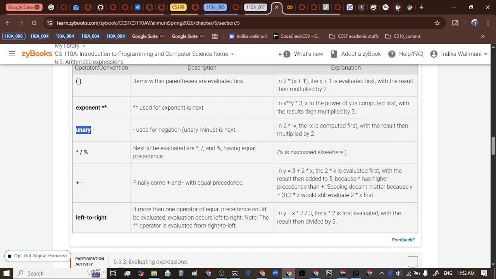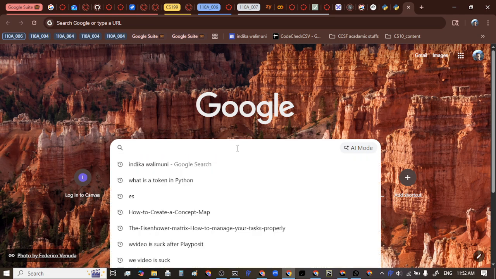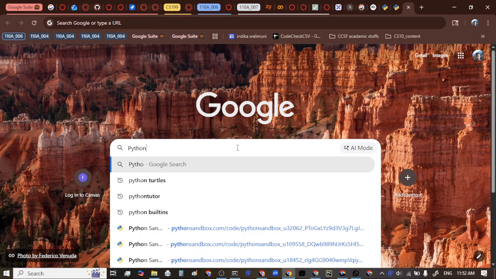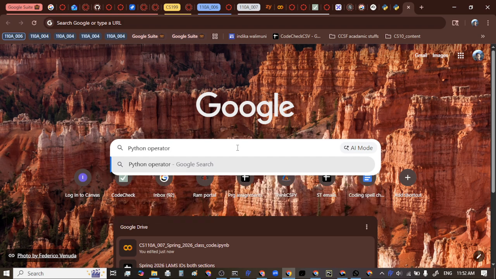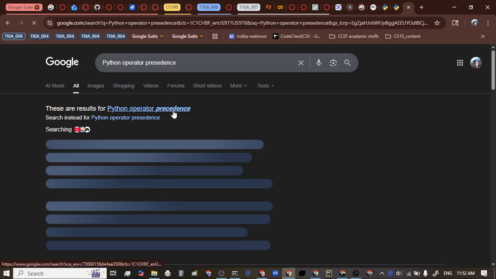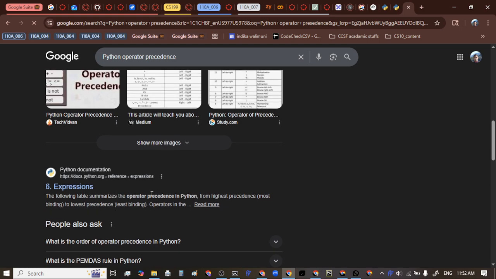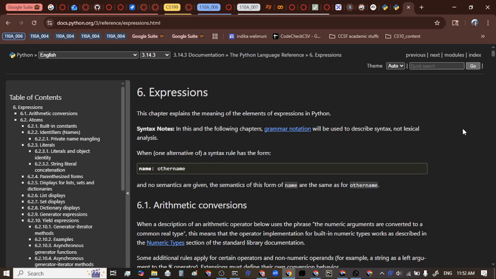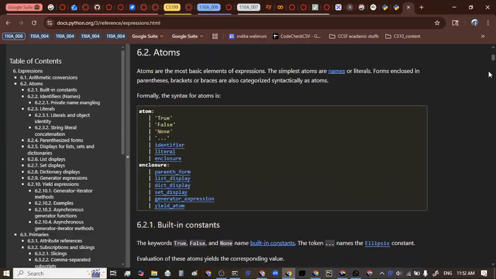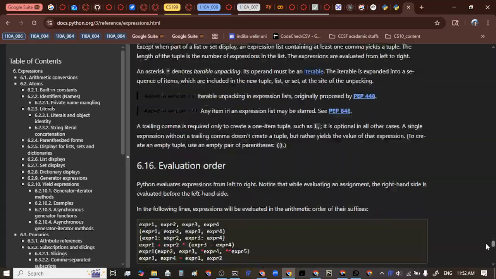There is a shortened table. Let's take a look at the big table from Python. The search key is Python operator precedence. I made a spelling mistake there. It's in here. Then we go all the way down. I'm going to show you where it is. We'll see a table, not this one. It's at the very bottom.